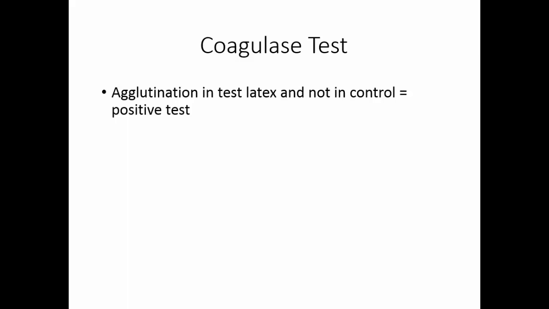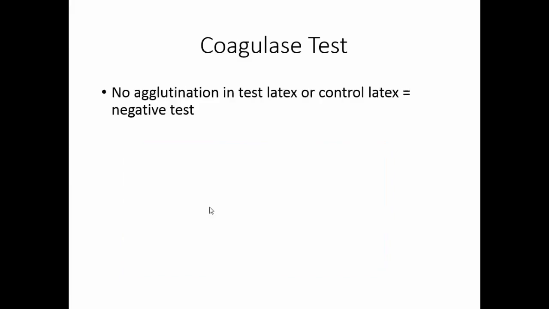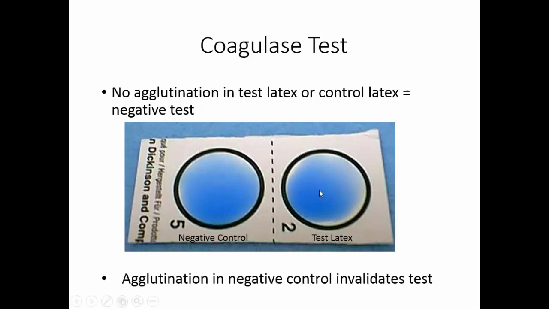Agglutination in test latex and not in the control is a positive test. So this little bit of graininess is the agglutination. There is no agglutination in your negative control. No agglutination in the test latex or control latex is a negative test. If both circles appear smooth, then you have a negative test. If there is agglutination in the negative control, the test is invalid.